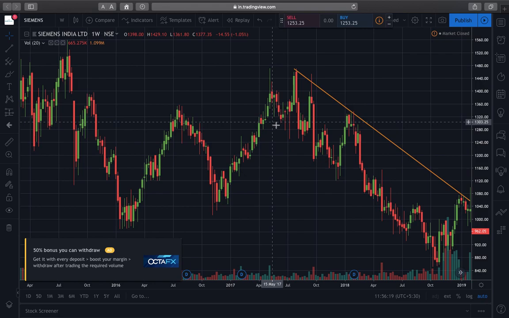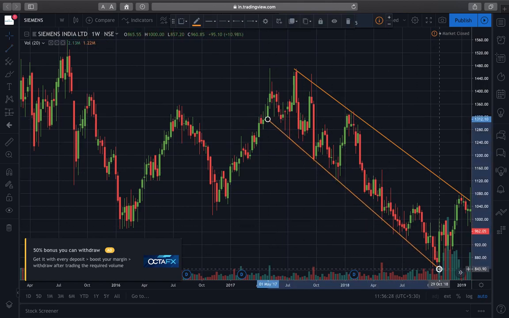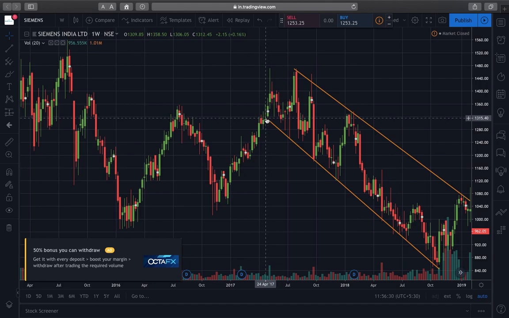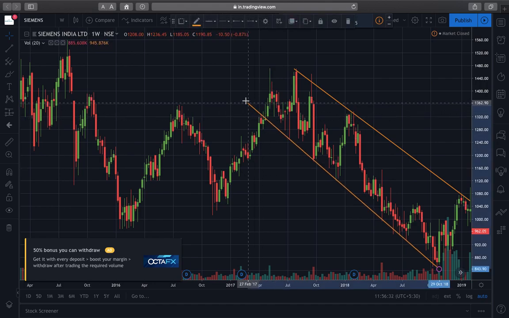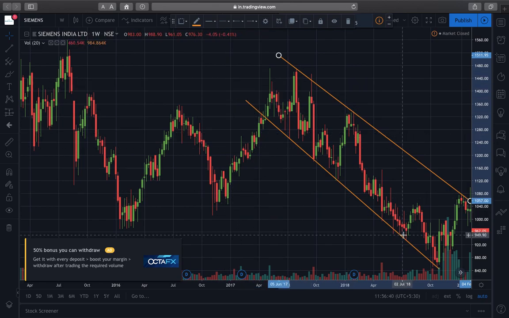Thinking about this further, I think we may be able to connect the lows together as well. Let's see if this turns out to be a channel. Let's try that. Oh yeah, I think it is a channel. There we go. Let's try and make it parallel. Yeah, there we go. So we actually have a downtrend channel here by connecting the identical lows and highs.